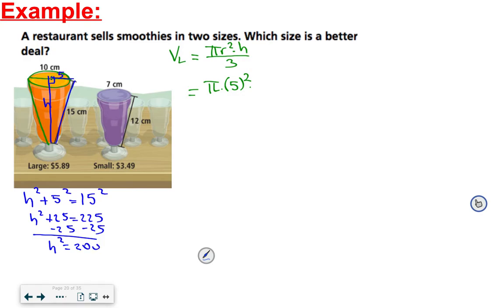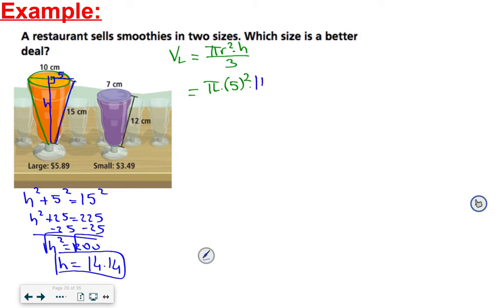If you take the square root of both sides, h is going to become approximately 14.14. So this is the height of the large smoothie.